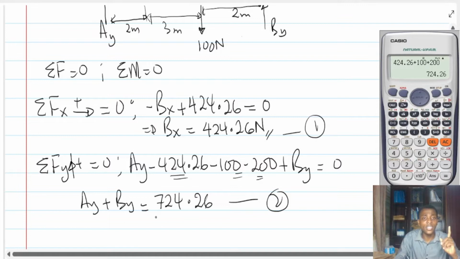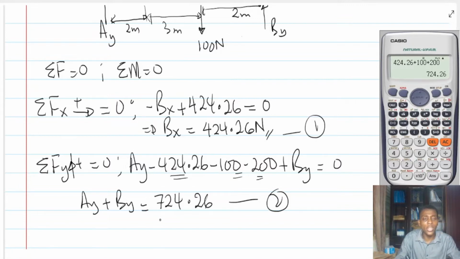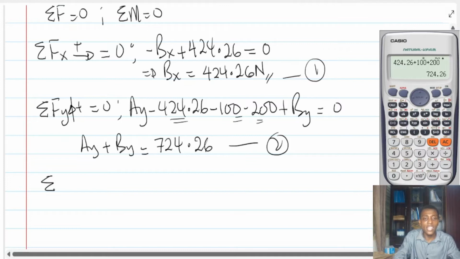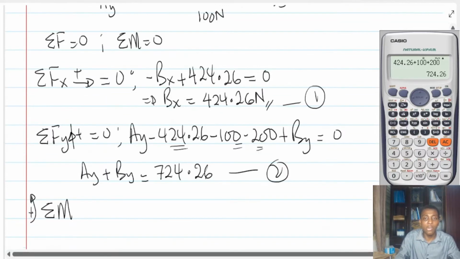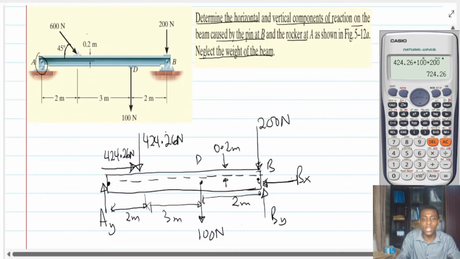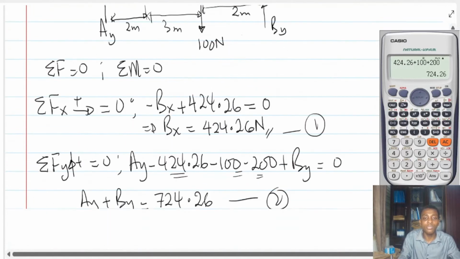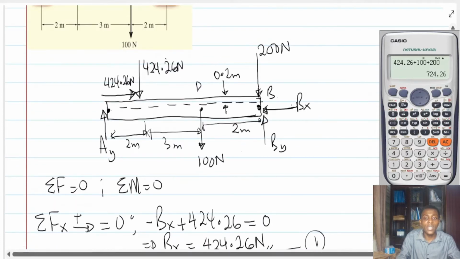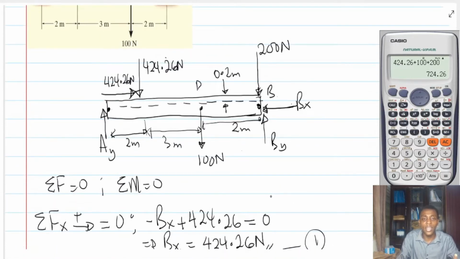Now I have two unknowns, and with one equation I cannot solve. I need another equation, and that equation will come from the summation of moments. So if I sum moments, counterclockwise is positive, about any point, and the choice is yours. But let's sum moments about point B, because point B has got Bx and By. So let's sum moments about point B equals 0. Let's do that quickly. What do we have? Now, please, I want you to open your eyes.